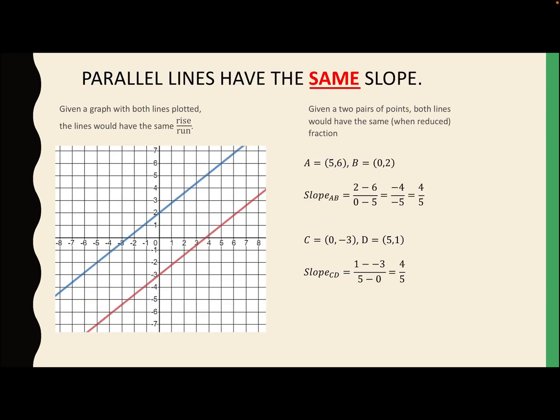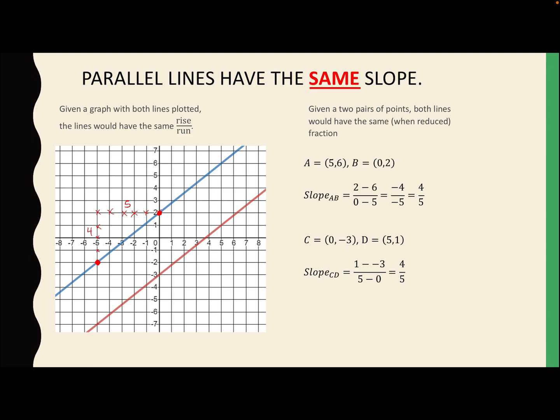So parallel lines have the same slope. If we have a graph of the two lines, we can just count the rise over run and reduce the fraction. So say we pick a point here and this point here. When you have a graph, you should choose points where the line goes through the corner of one of the squares. So if we count our slope, we get 1, 2, 3, 4, and 1, 2, 3, 4, 5. So the slope of this line is 4/5.